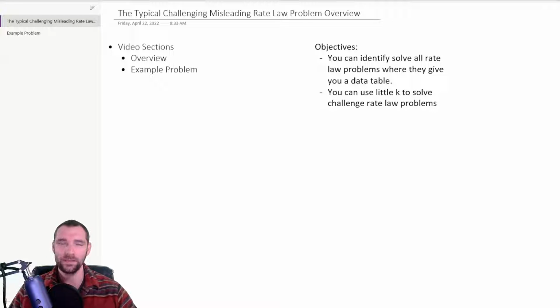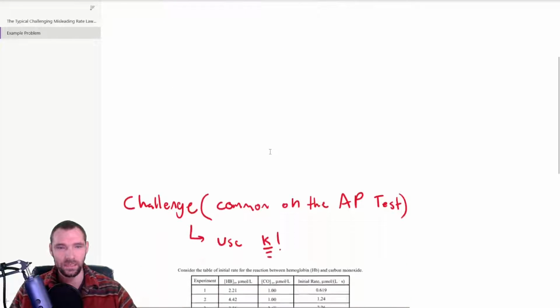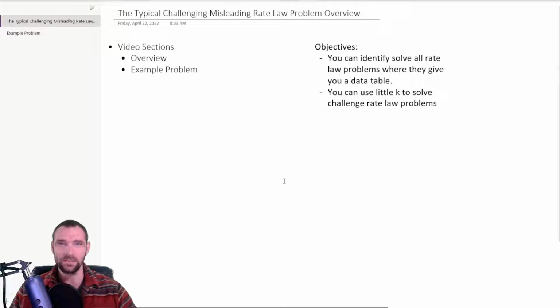I want to talk about the typical challenge problem that you're going to see on an AP chemistry test or a college chemistry test around rate laws. They typically follow this format. So I wanted to show you this one where you have a data table, because there are some easy ones where they give you a data table and some more challenging ones where the data is a little bit different. It's not that hard, but to think through it just takes a little bit more thought.